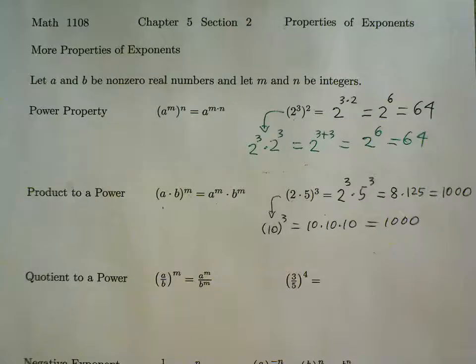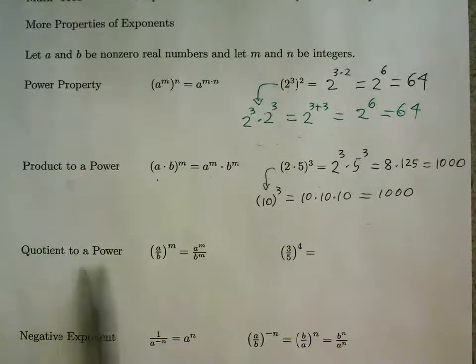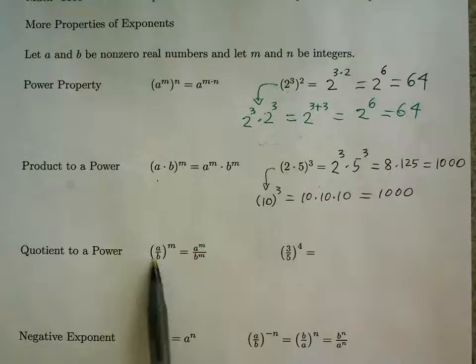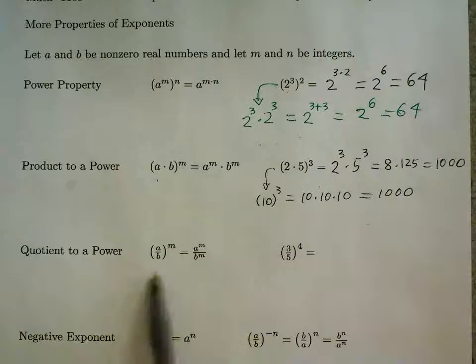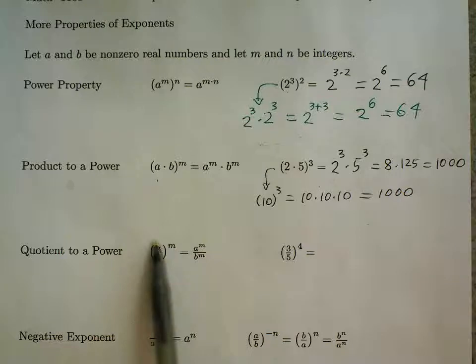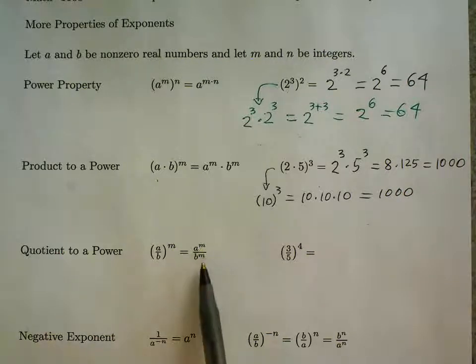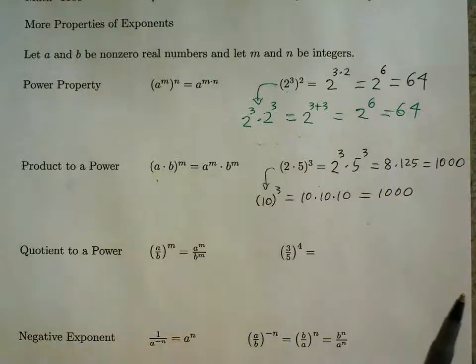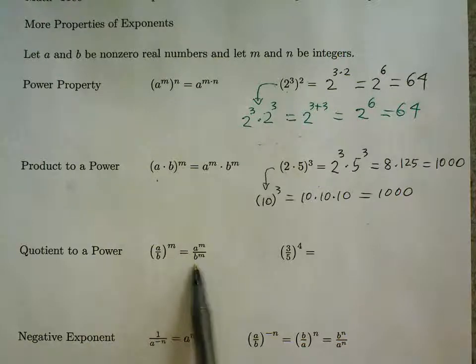Okay, moving on. The next property, quotient to a power. That's like saying you're going to raise a fraction to an exponent or to a power. So here we have a rational expression or a fraction, a over b, raised to the power m. Since the exponent m is on the outside of the parentheses, it means that the exponent can be applied to the numerator and the denominator. So a over b in parentheses to the m is a to the m over b to the m.